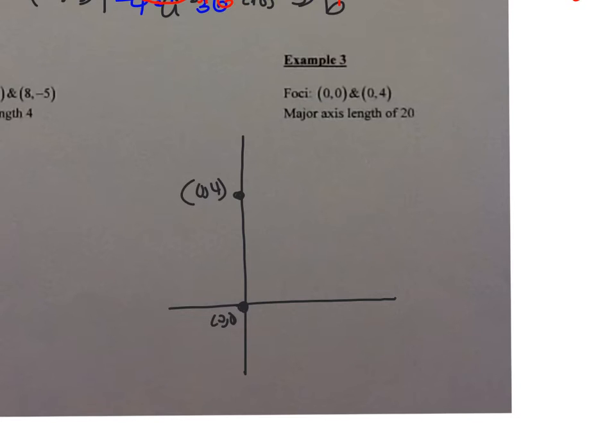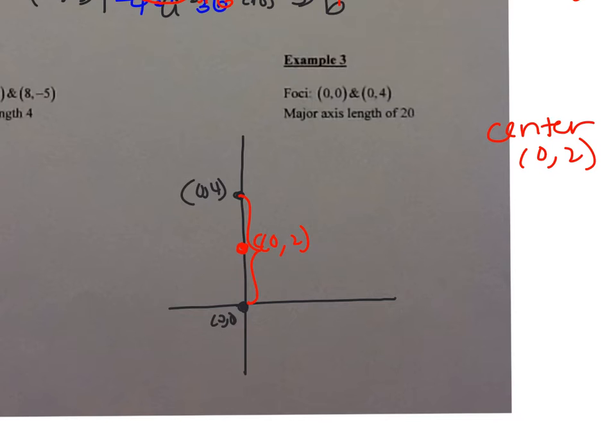Okay, so what I do know is that my center is actually the midpoint between these two. So if this length is 4, my middle, my center, let me write that down. My center is going to be (0, 2).